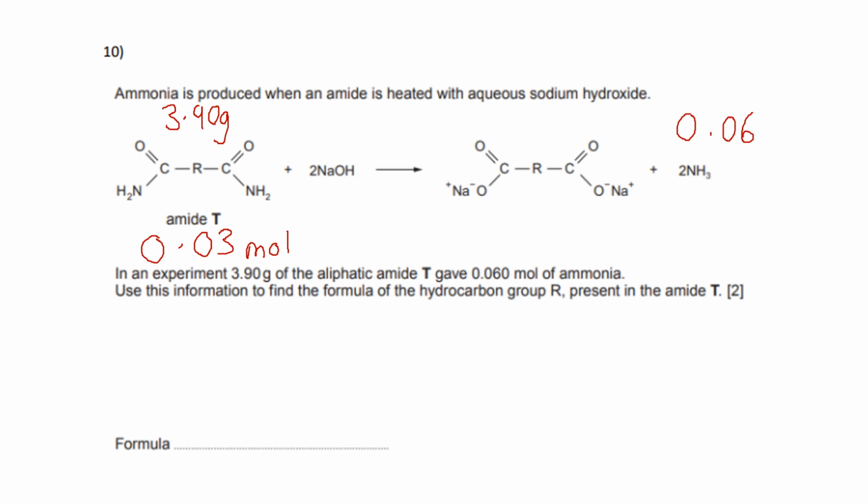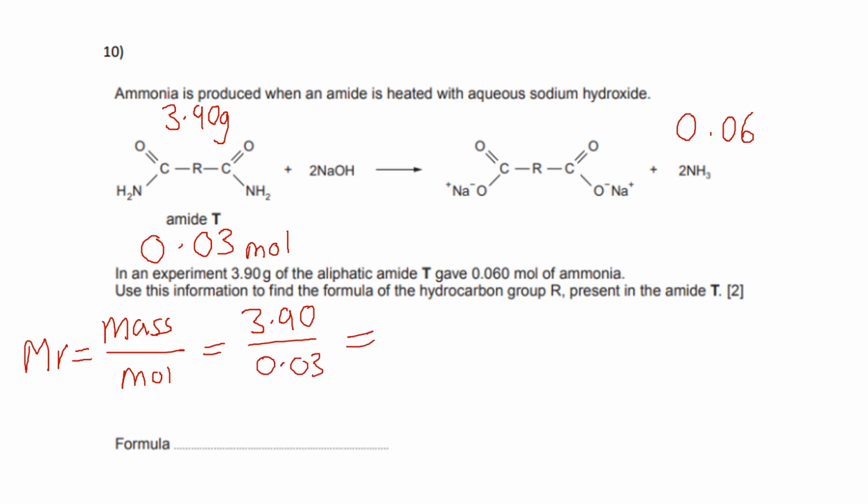So if we know the moles and we know the mass, we can work out the molecular mass. The molecular mass is equal to the mass divided by the moles. So that's 3.9 divided by 0.03. And that comes out as 130. Now you get one of the 2 marks for that, but we now need to work out what this R group is here.